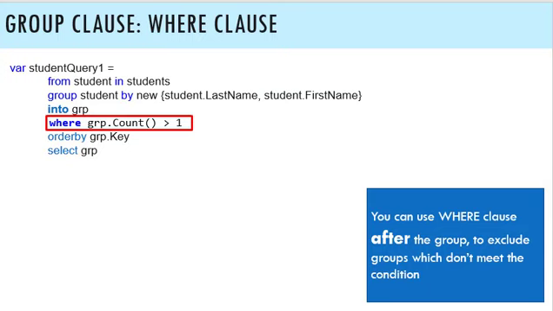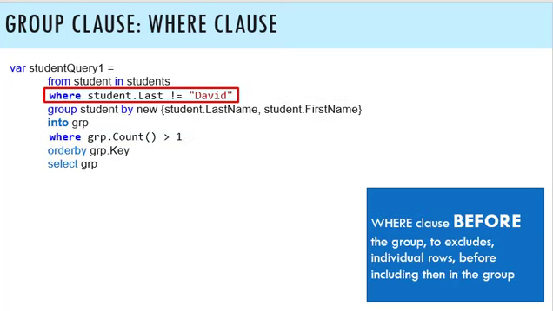You can use where clause after the group to exclude groups which do not meet the condition. This where clause will exclude the groups which have 1 or 0 student records. So it works like having clause in SQL. If where clause is used before the group clause, it works on object level before including it in the group. You must understand this difference.